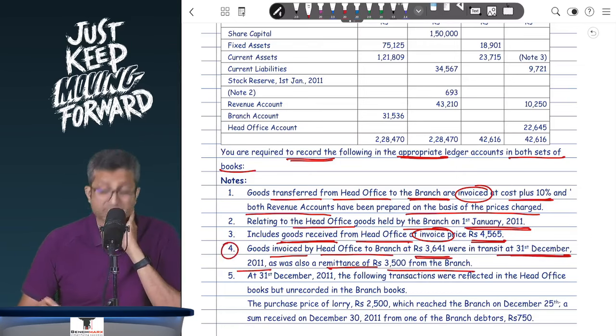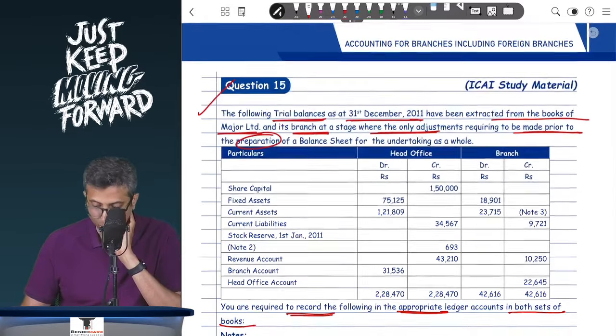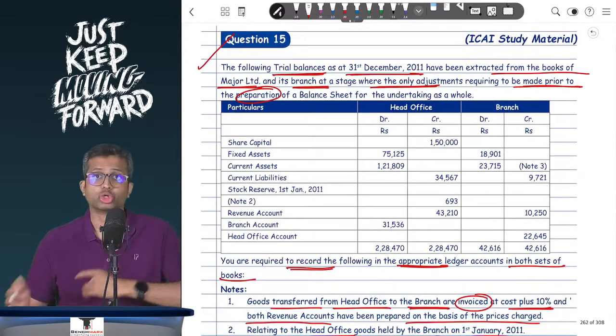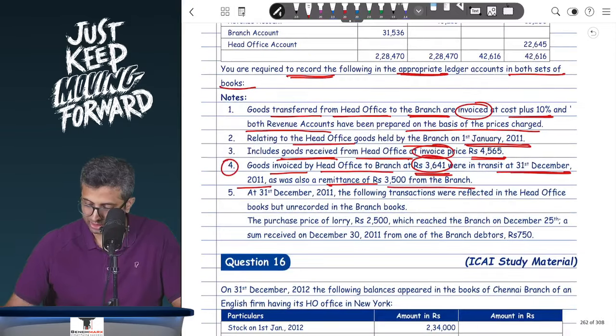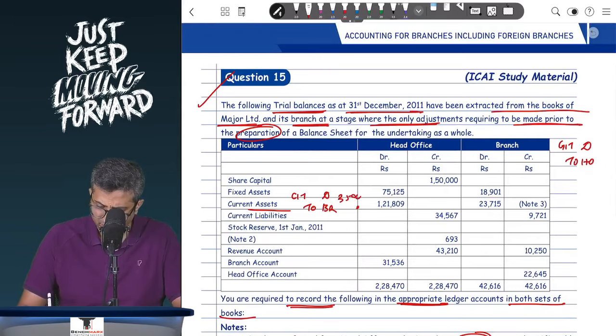So for this you will have to pass adjusting entries where required. Goods invoiced by head office to branch of 3641 will appear in goods in transit. In the branch books, there will be goods in transit account debit to the HO, and also a remittance of 3500 from the branch, in which case over here in the current assets, this will be cash in transit account debit to the branch, 3500.